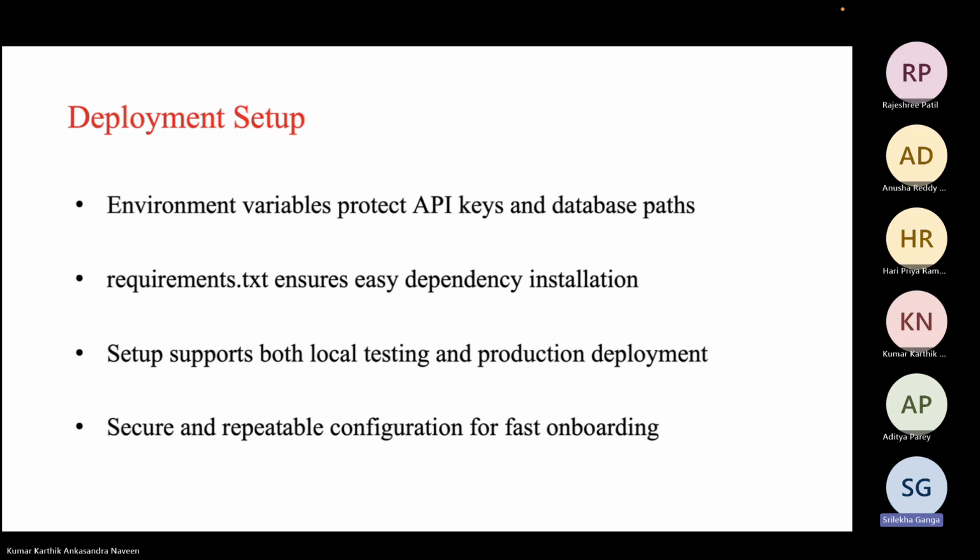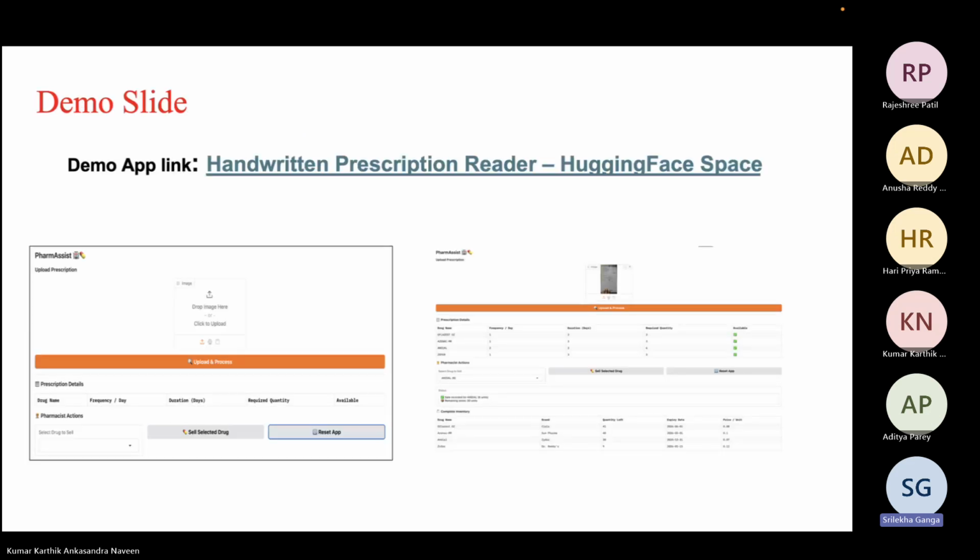We use requirements.txt for reproducibility, ensuring it is easy for the end users, and it also supports local and production deployment. This dual setup allows faster iteration during development and easy access for end users. For a secure and repeatable configuration, it promotes fast onboarding for new team members and collaborators, and reduces deployment issues, defining clear configuration rules and defaults. So my teammate Karthik will do the demo of this project.